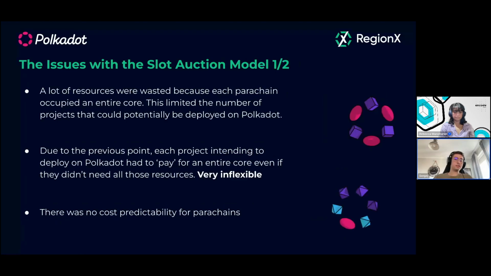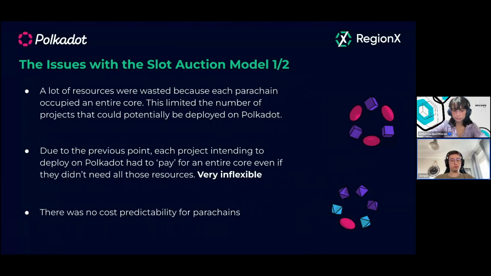So essentially, what is the issue with this slot auction model? Why is there a need to come up with something like Agile Coretime? Well, as I said, each parachain is allocated an entire core. This means that even though the parachain might not need all of the resources of an entire core, that is still the only option.